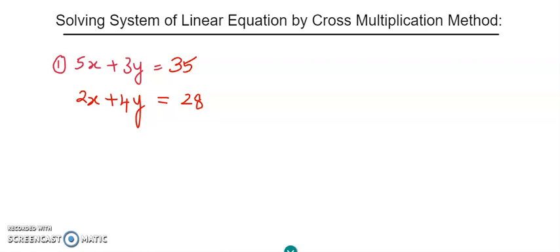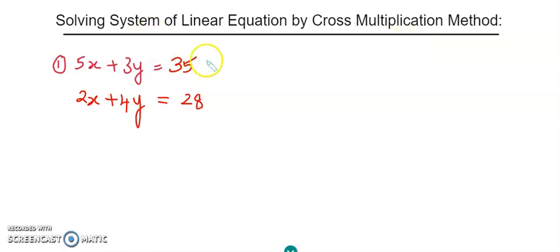Hello everyone, in this video we learn a different type of method to solve the system of linear equations, and that method is called the cross multiplication method. This is the third way of solving a system of linear equations. The first two ways are the substitution method and the elimination method, and the third is the cross multiplication method.